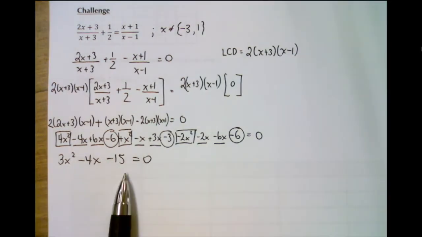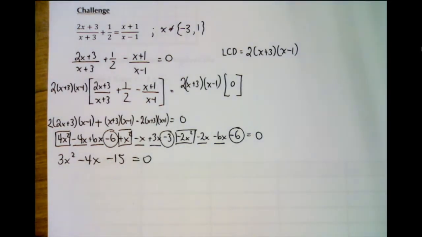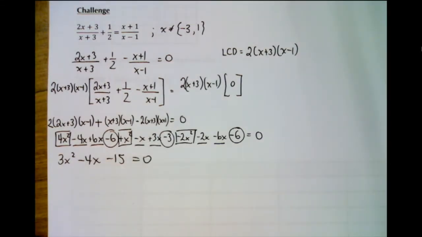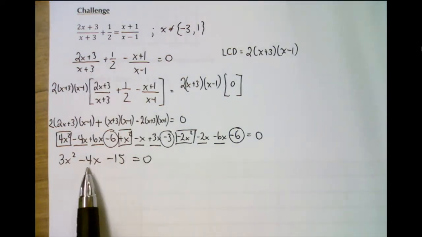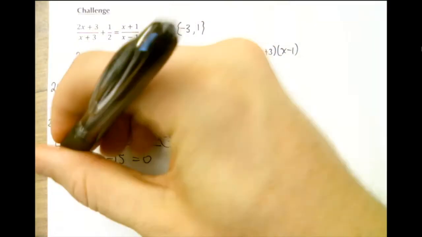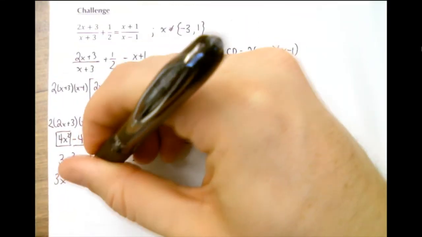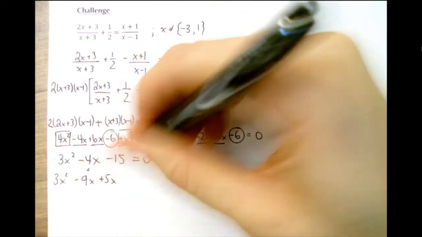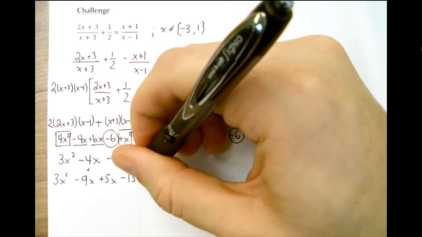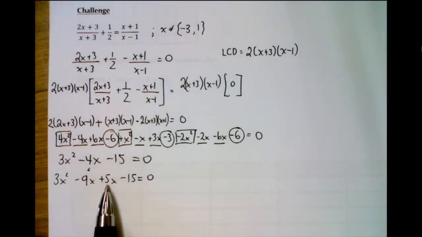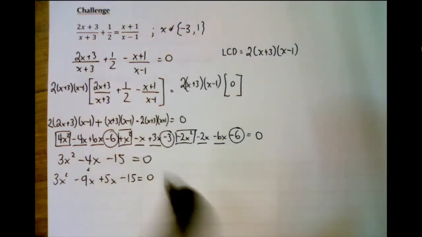Now we have a quadratic. So now we just have to factor that quadratic and solve for x. This is a complex trinomial, so we have to do 3 times negative 15, which gives us negative 45. And now we're looking for numbers that multiply to negative 45 and add to negative 4. Those numbers are negative 9x and 5x, because negative 9 and positive 5 multiply to negative 45 and they add to negative 4.